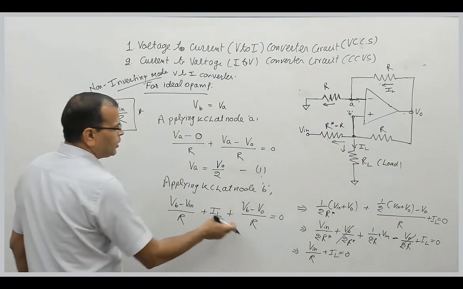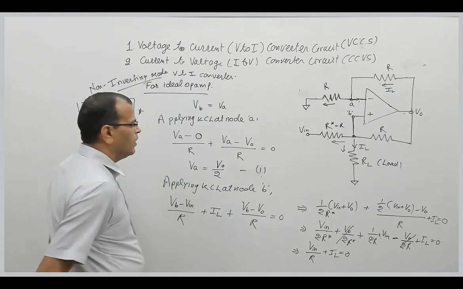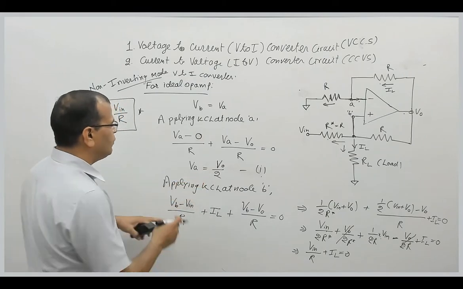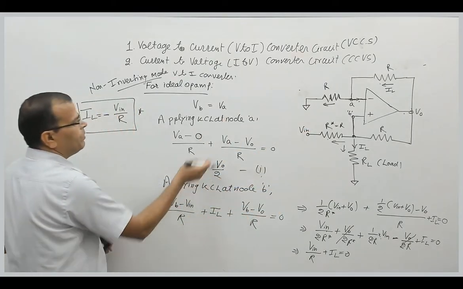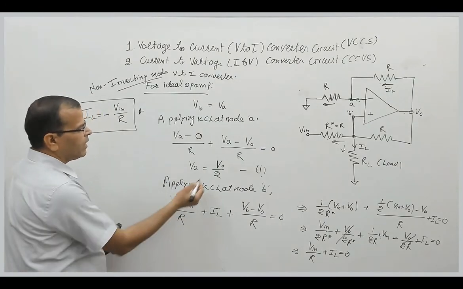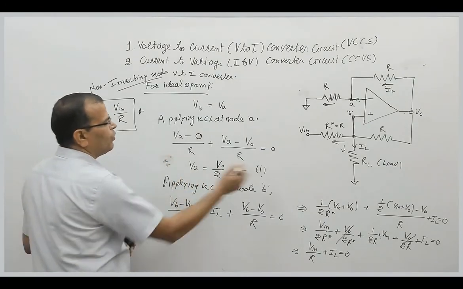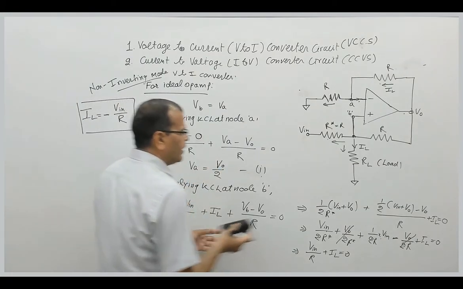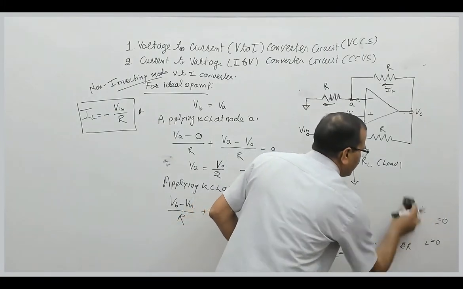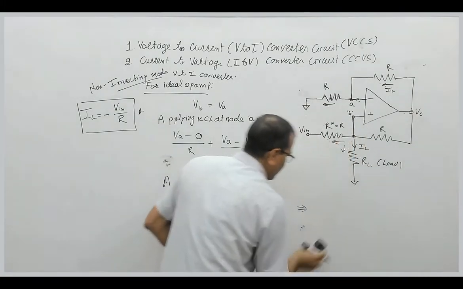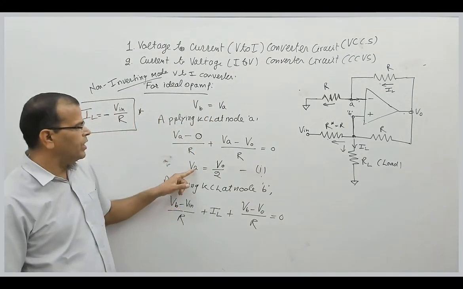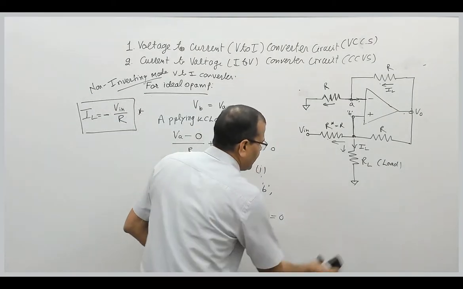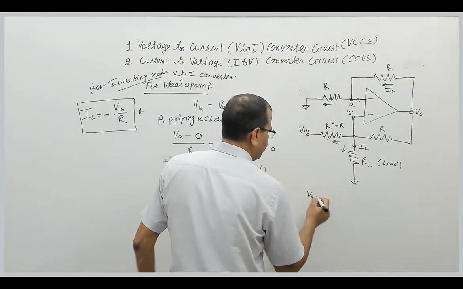So this is the expression of your KCL equation. What is VB? VB is equal to VA. So I can replace this by V0 by 2. So we will rewrite this equation like this. By putting VB equal to VA, which is V0 by 2, this equation can be rewritten like this: V0 by 2.